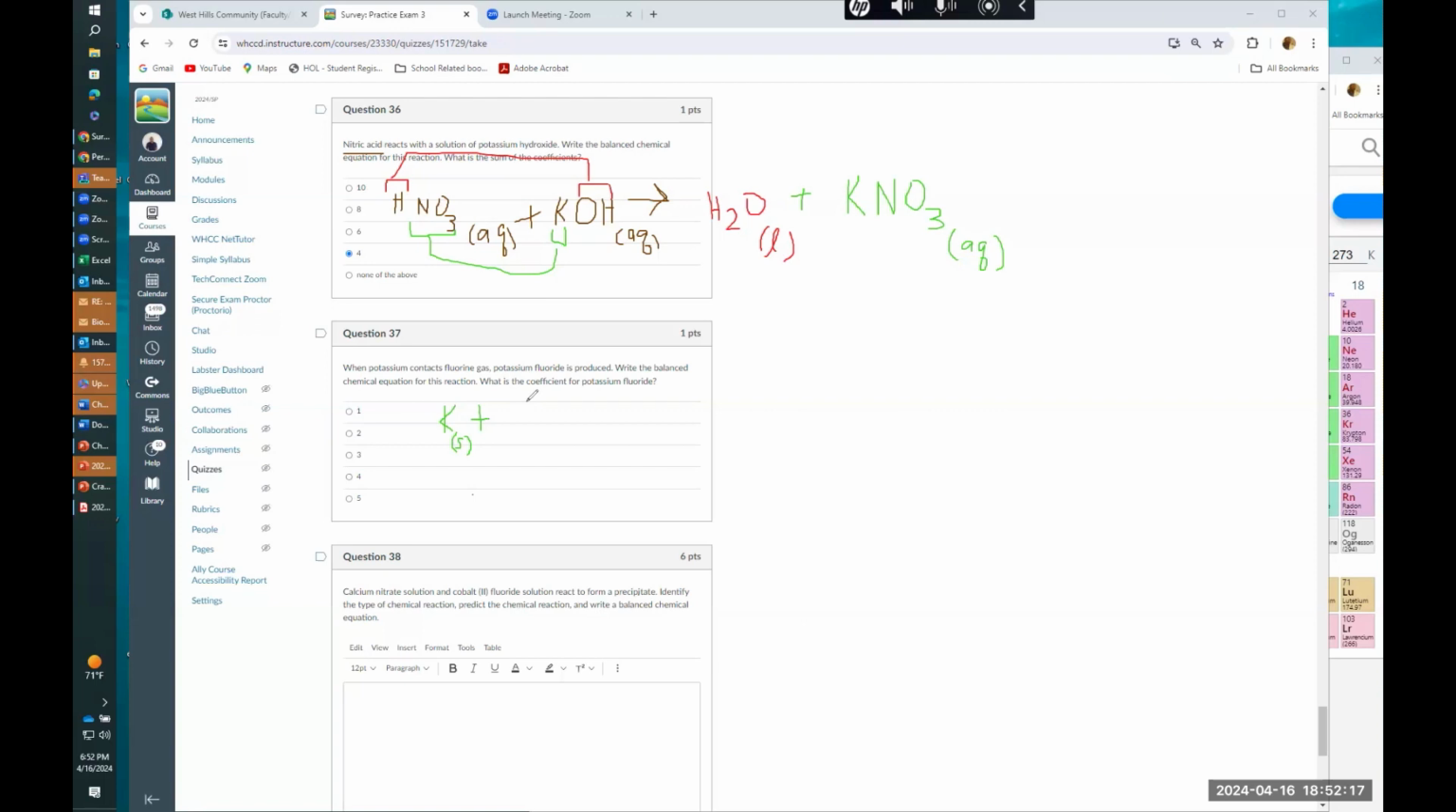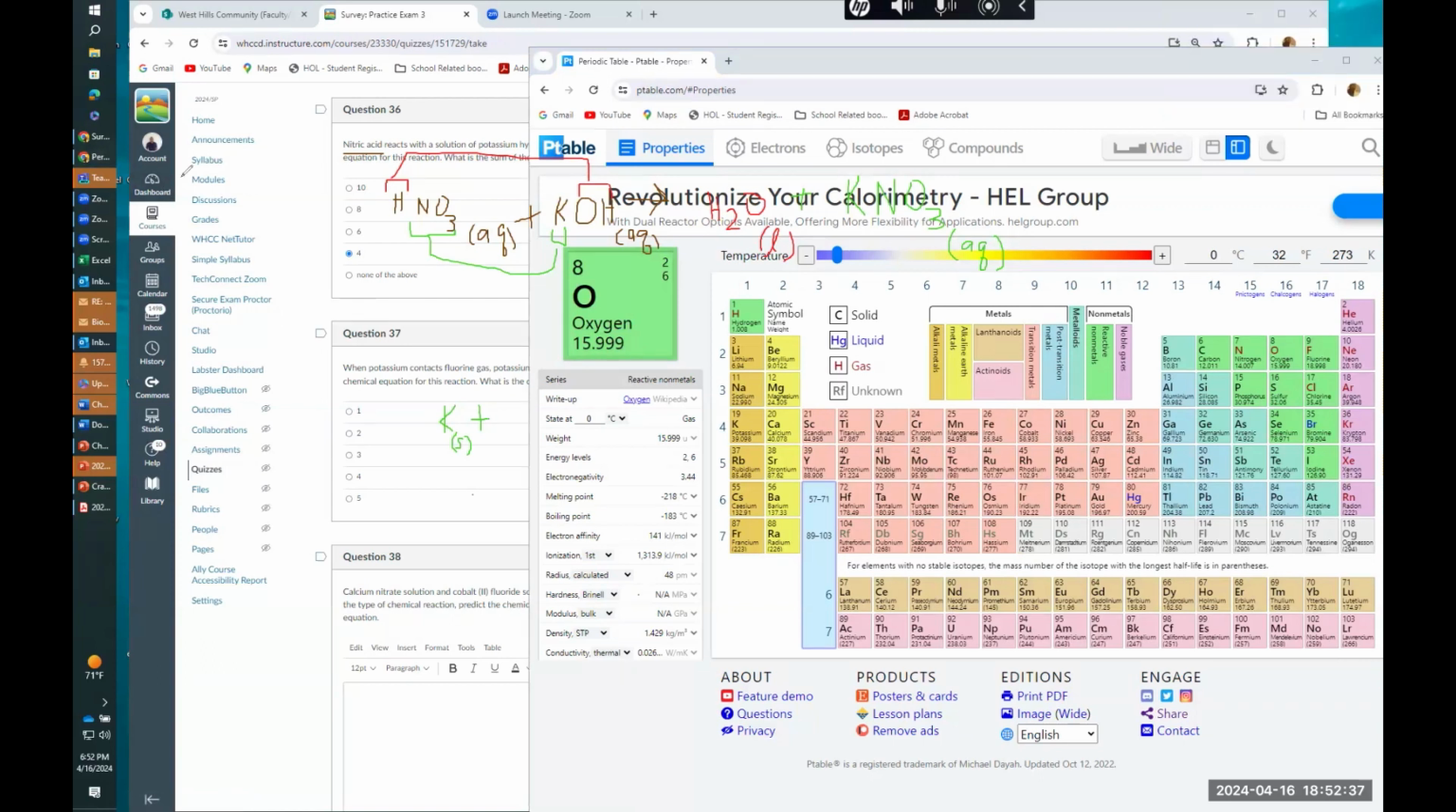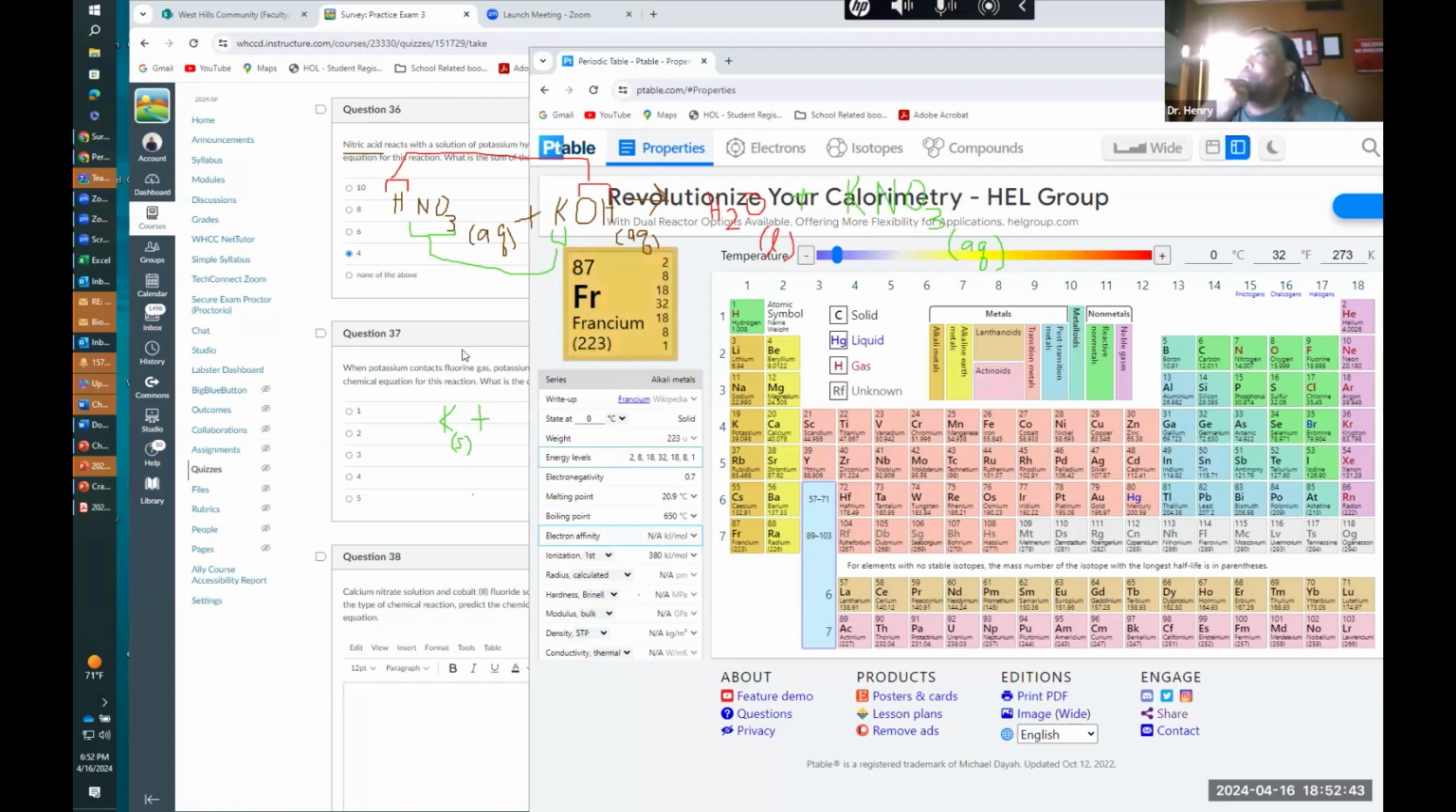Wait, what's fluorine? At our periodic table, oh, fluoride. Hold on. Fluorine. Okay, so F, how many? Is it going to be two? That's right, because it's diatomic. That's right. Yeah.